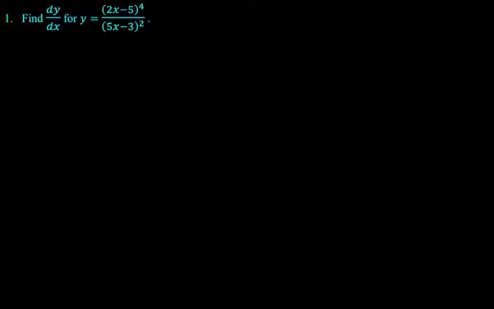All right, we want to find dy/dx for, this looks like a quotient. So we're going to use the quotient rule, and then we're going to use the chain rule everywhere we need to. So we're finding the derivative of the quantity 2x minus 5 to the fourth all over the quantity 5x minus 3 squared. All right, so quotient rule.